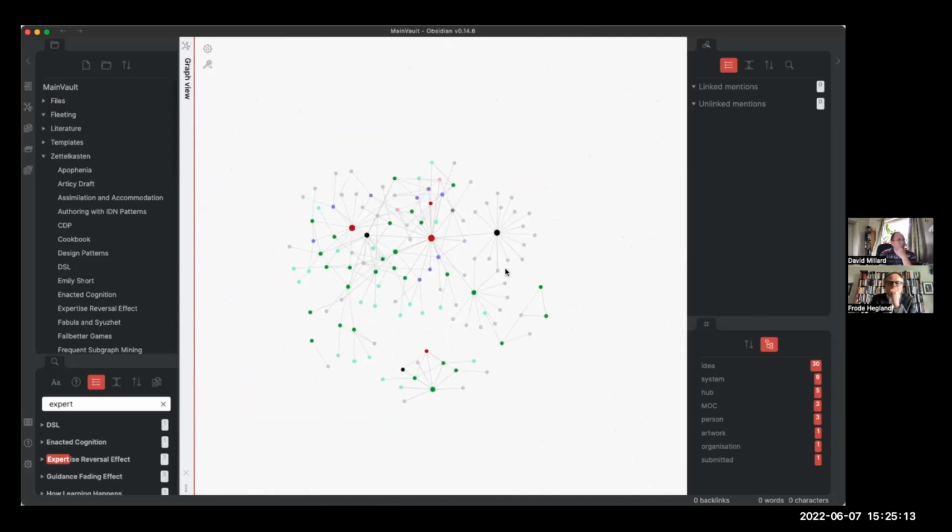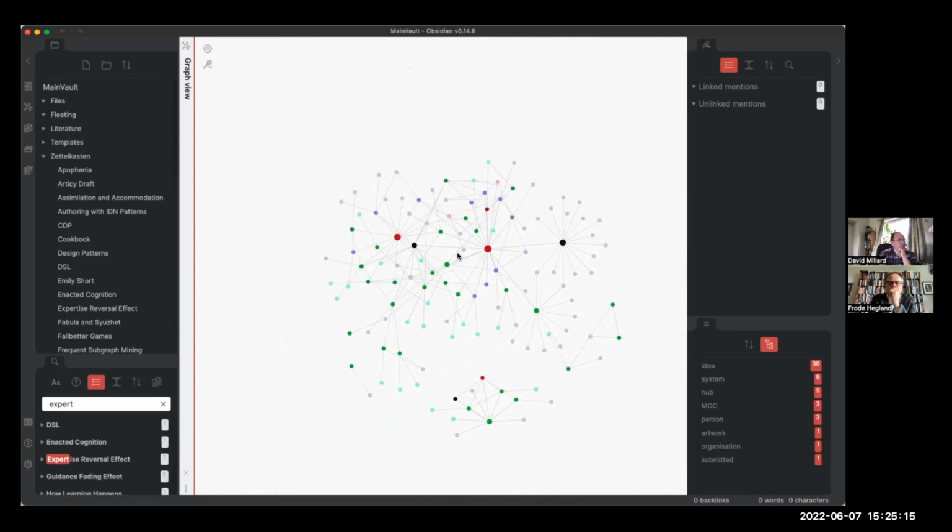So, for example, all these light gray ones are things that haven't been defined yet, right? The red ones are high-level concepts, which become hubs. So I've got hypertext, IDN, and pedagogy is another one. The black ones are these maps of content.